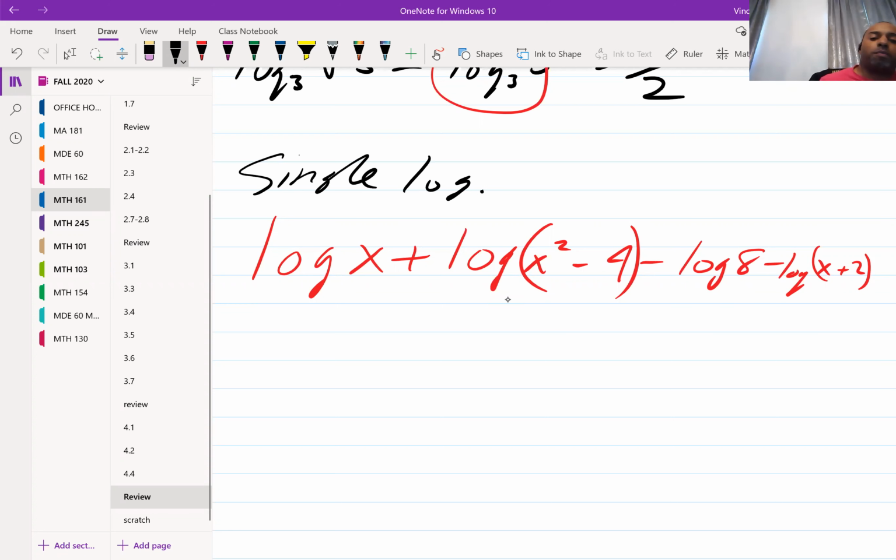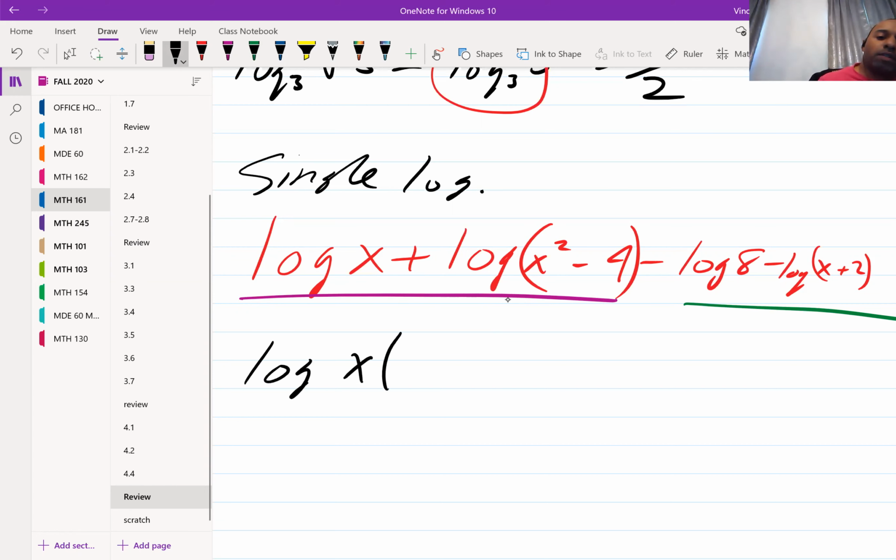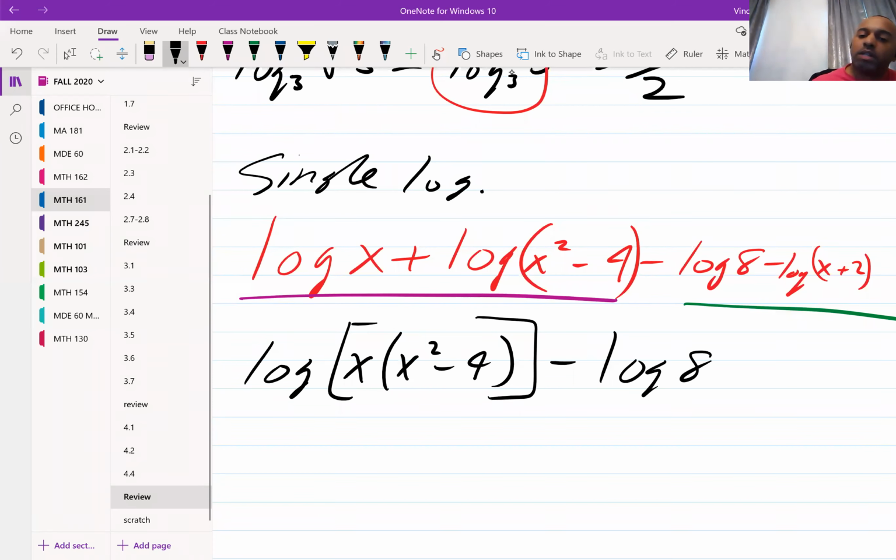So the ones that are positive, these first two, will be in your numerator. The ones that are negative, these back two logs, will be in the denominator when you go to combine them. So I would combine the first two and then combine the second two. So we're looking at log of x times x squared minus 4, minus log 8 times x plus 2.